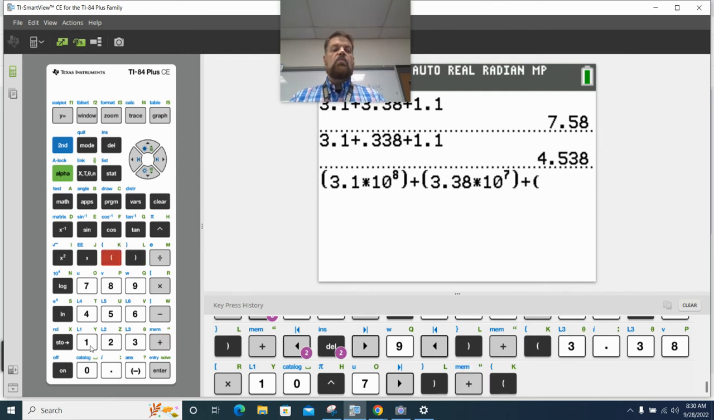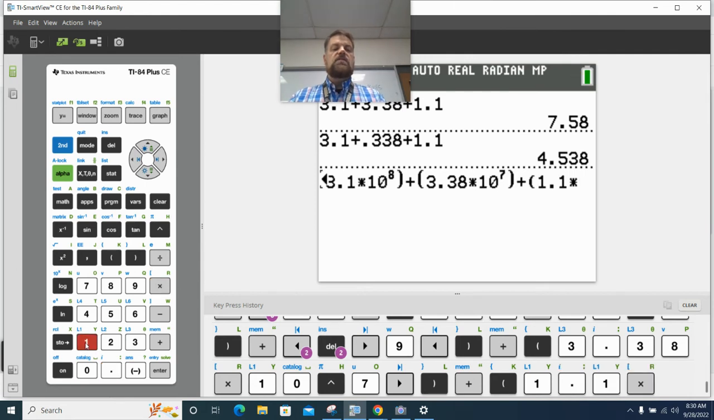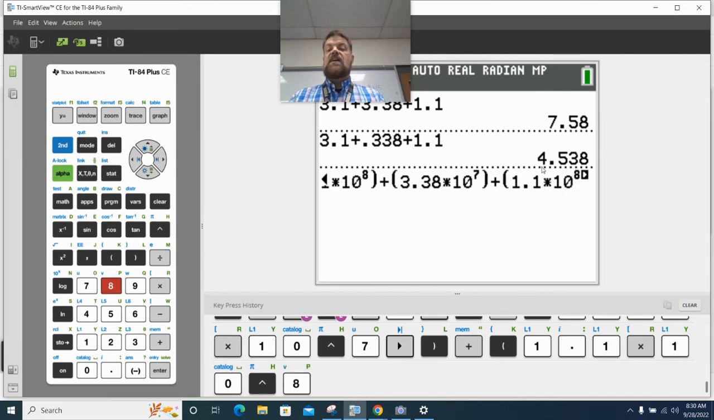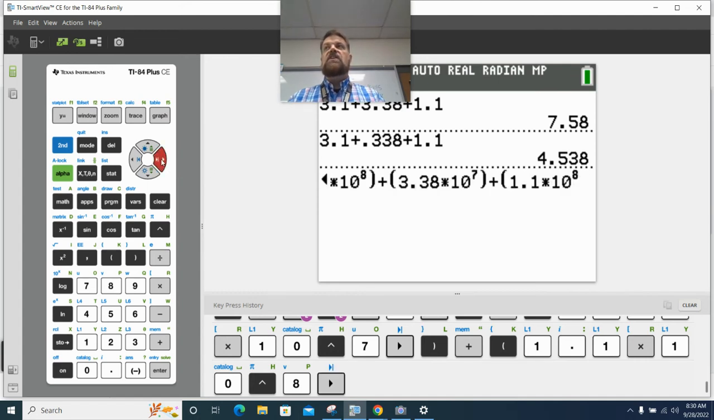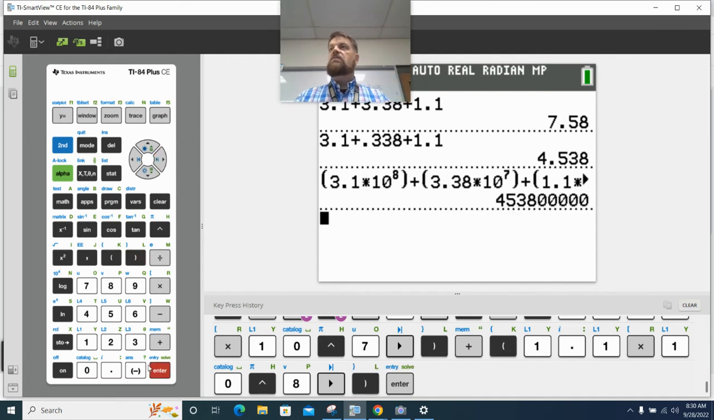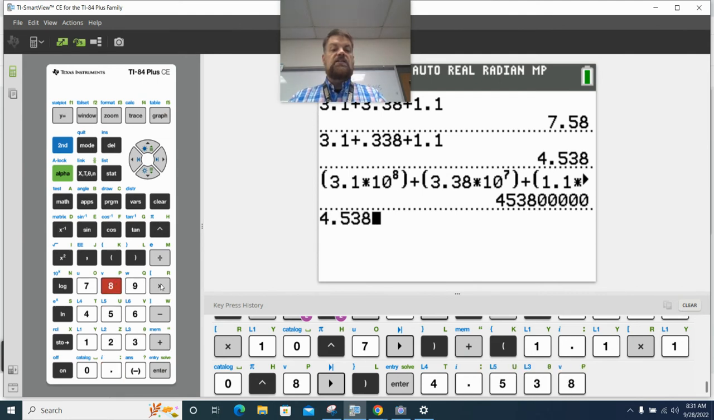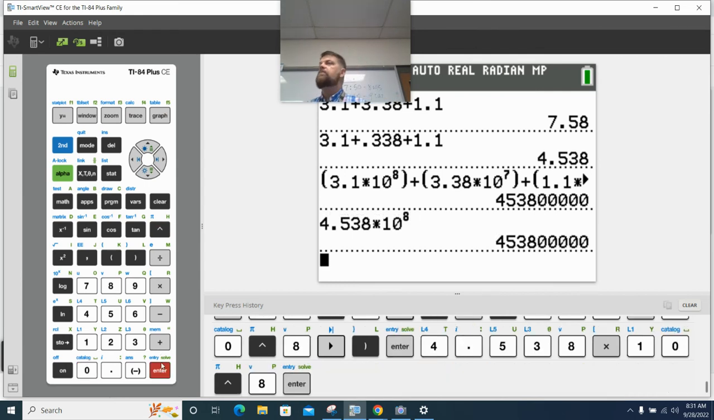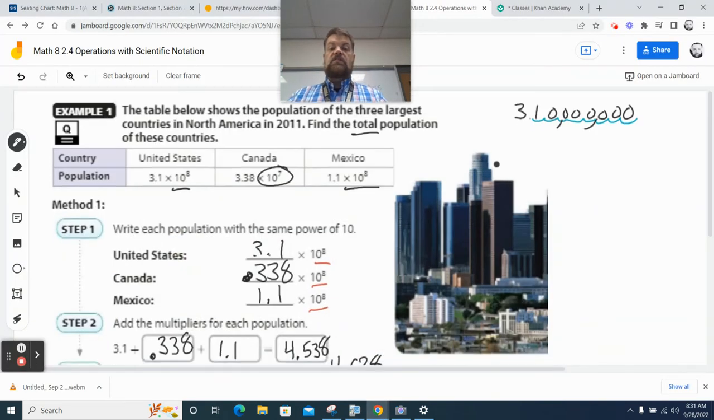Plus, and then we had 1.1 times 10 to the power of 8. And see this? See how this is up top here? Hit the right cursor, and then it brings it back down. Did some of you get stuck on that? And now when I hit enter, I should get that, right? And if I want to verify and see if I did it correctly, I could say 4.538 times 10 to the 8, which was technically the answer we got in our book. And that's correct. I know, it's impressive, isn't it? Well, it's true. I am smart.